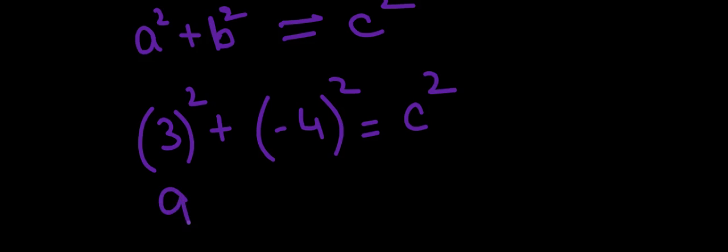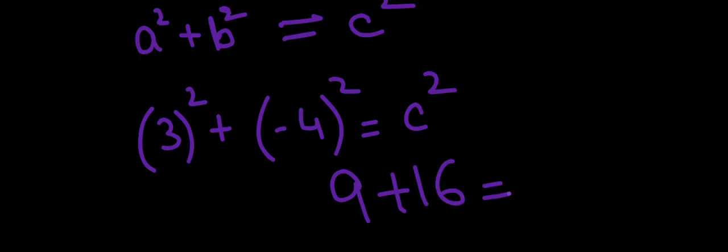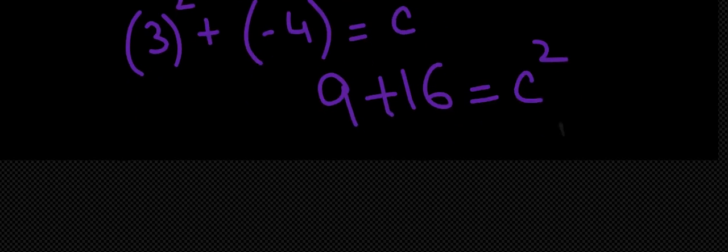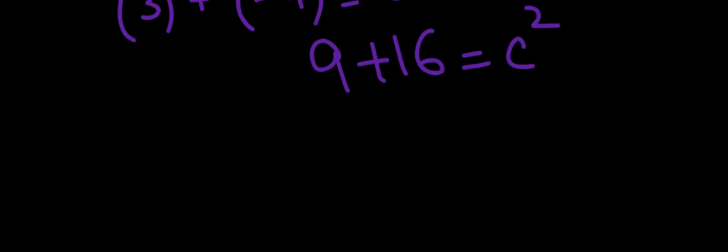And 3 squared is 9. Negative 4 squared will be 16. So it's going to be 9 plus 16 equals c squared. And 9 plus 16 is 25.